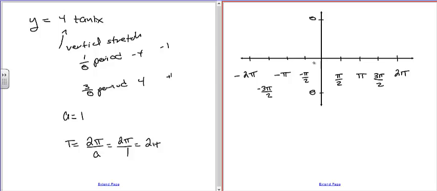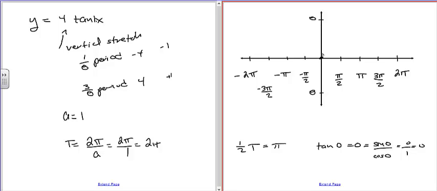Now, we have vertical asymptotes every half period. So what is a half period? Half the period is equal to pi. We also know that the tangent of 0 is 0. Why do we know that? Because the tangent is the sine over the cosine. The sine of 0 is 0, and the cosine of 0 is 1, so 0 divided by 1 is 0. So that is a point, and it is in the midpoint of the 2 vertical asymptotes.